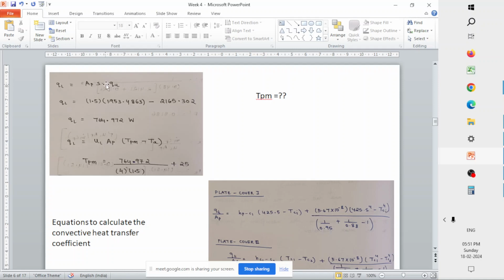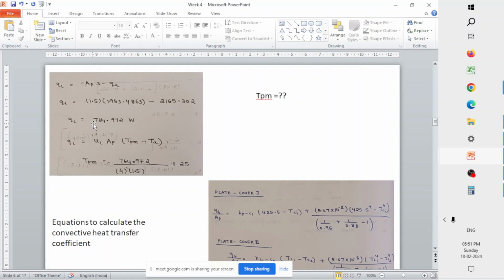So APS minus QU. Here you can see the amount of energy that is absorbed by your absorber plate is 764.972 watts. So that's what I said. You can compare how much gets absorbed and how much is actually used up by your fluids for your application. The difference in the amount absorbed and the amount of heat gained by your fluid is 764.972 watts.